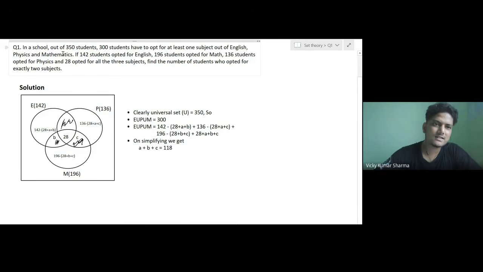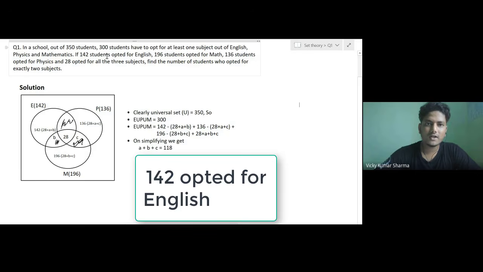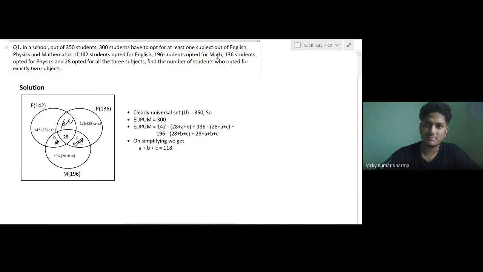In the first question, it says in a school, out of 350 students, 300 students have opted for at least one subject, that is English, physics, mathematics. If 140 students opted for English, 196 students opted for maths, 136 students opted for physics, and 28 opted for all three subjects, then you are expected to find the number of students who opted for exactly two subjects. Okay, so how is this done?